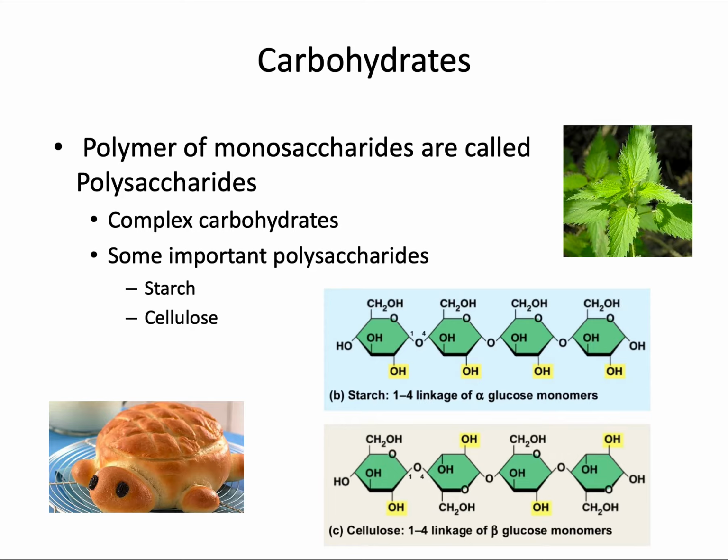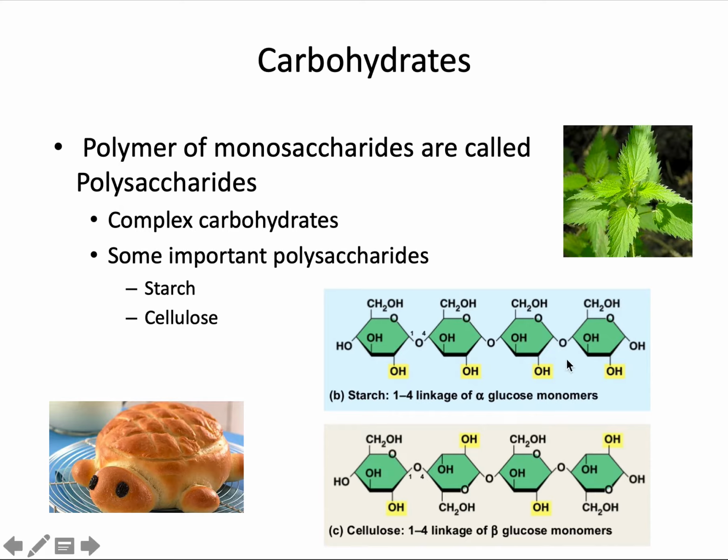Carbohydrates, because they have monomers, can form polymers. These polymers are called polysaccharides. So you have monosaccharides, disaccharides, and polysaccharides, which are a bit more complex. Examples are starch and cellulose. Starch is one way that food is stored in plants. You also have cellulose, which is another way that polysaccharides are packaged in plants as well.